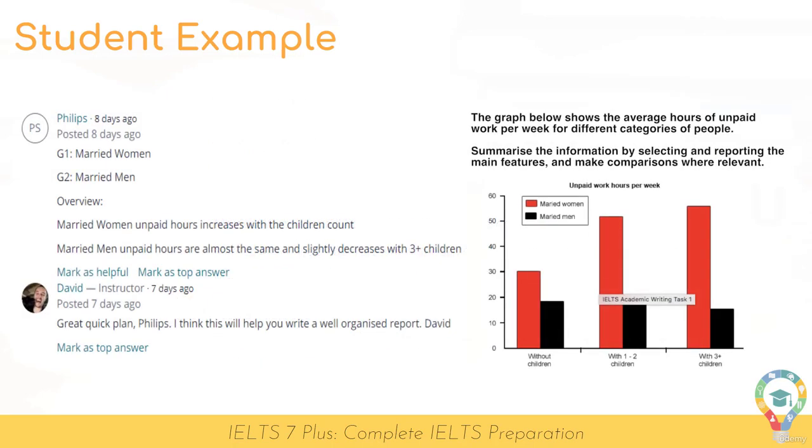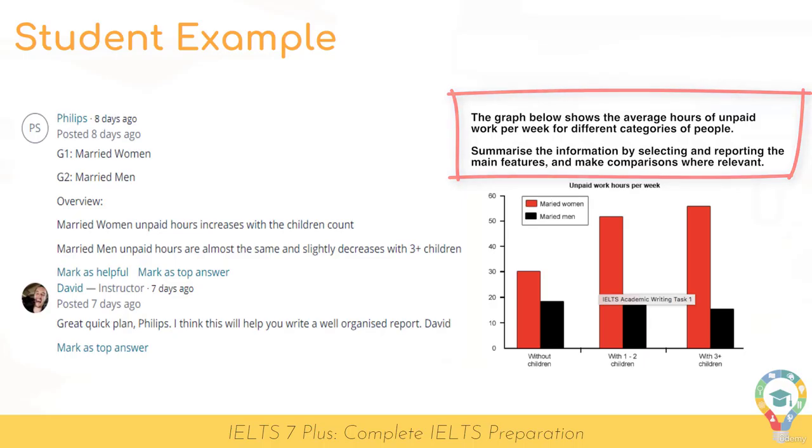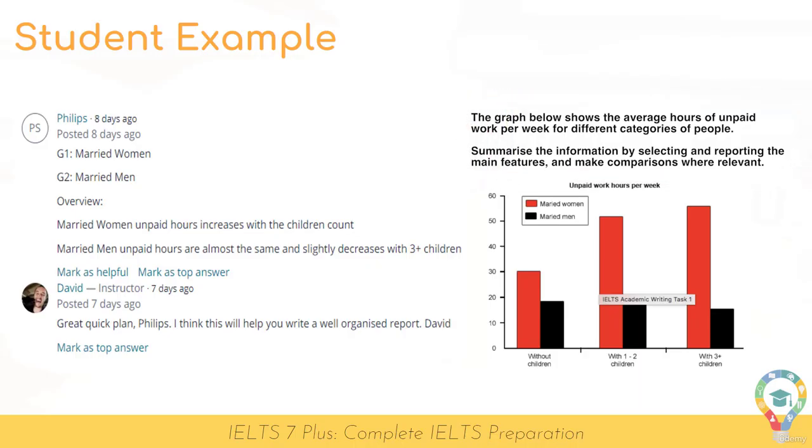We'll have a read through this question on the right now. The graph below shows the average hours of unpaid work per week for different categories of people. Summarize the information by selecting and reporting the main features and make comparisons where relevant. Let's take a quick look through the visual information and data for this question.